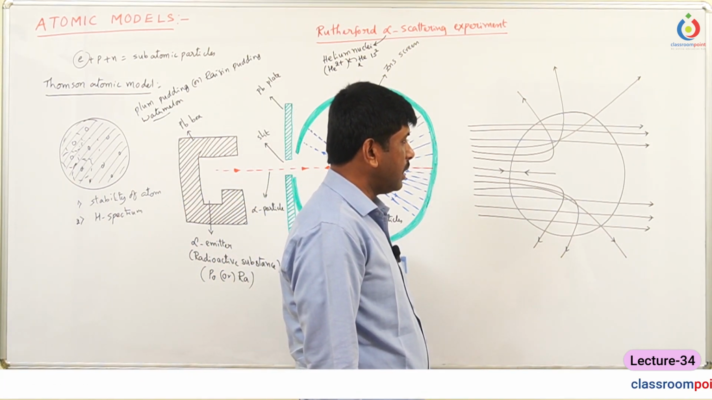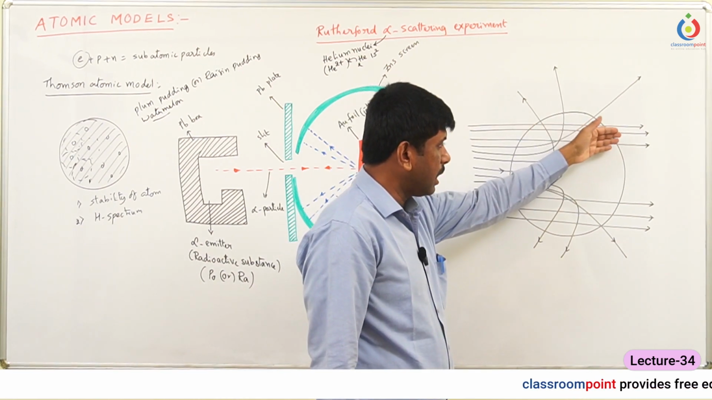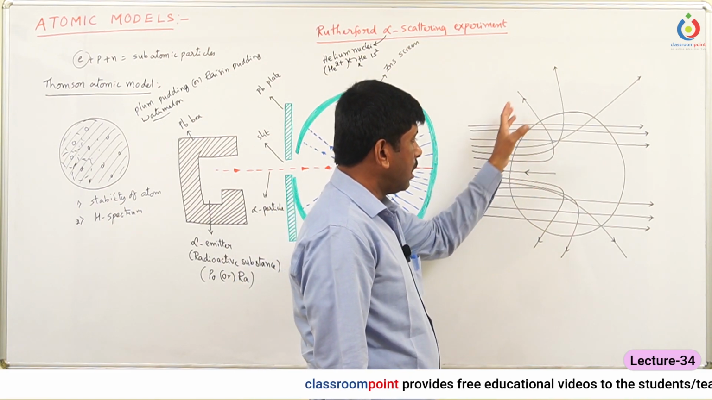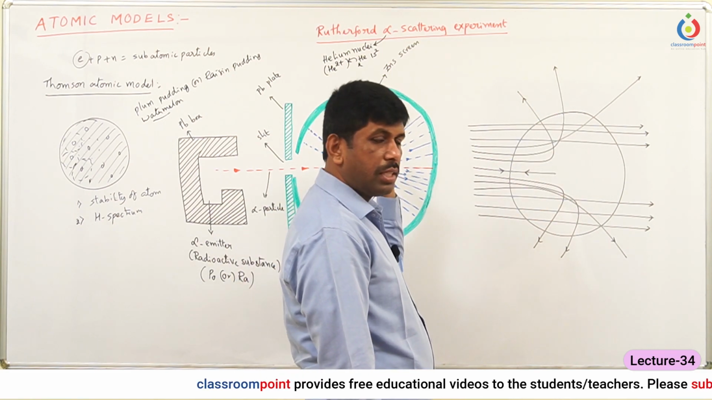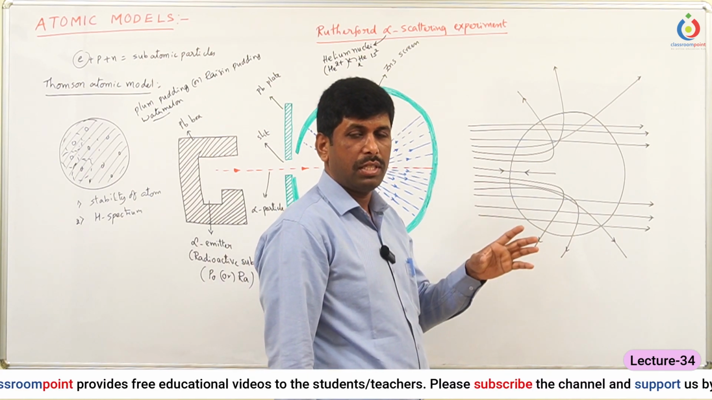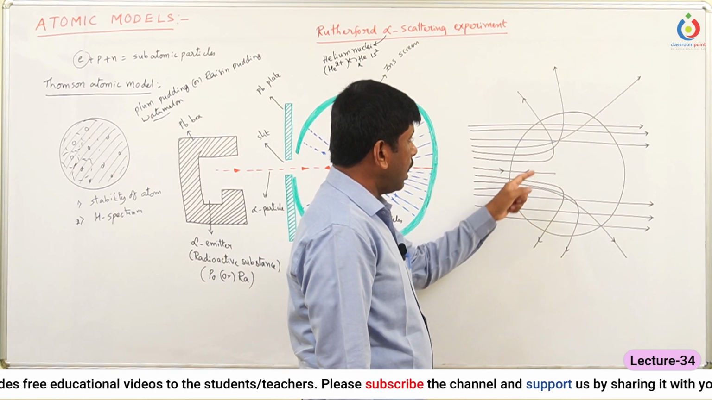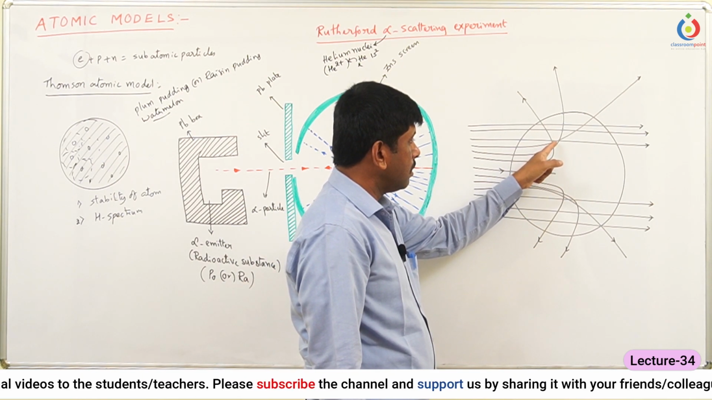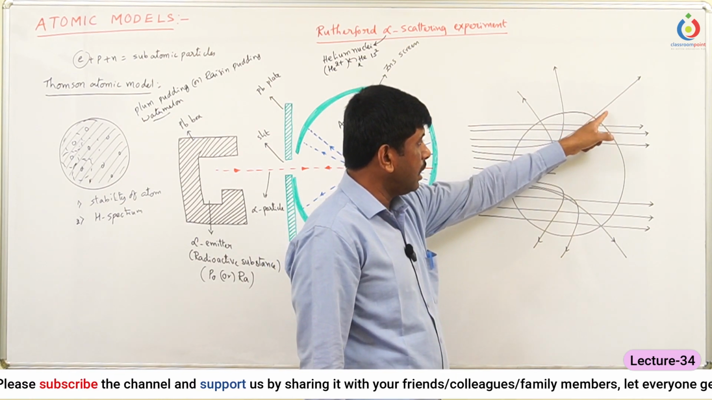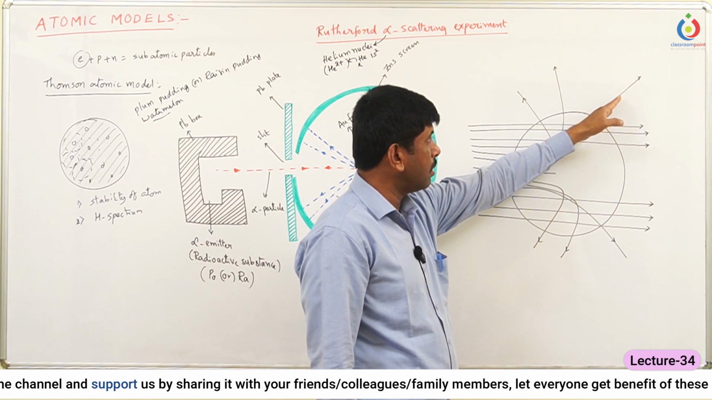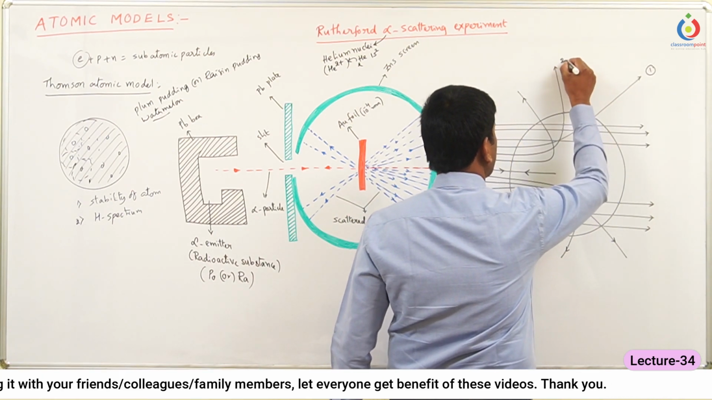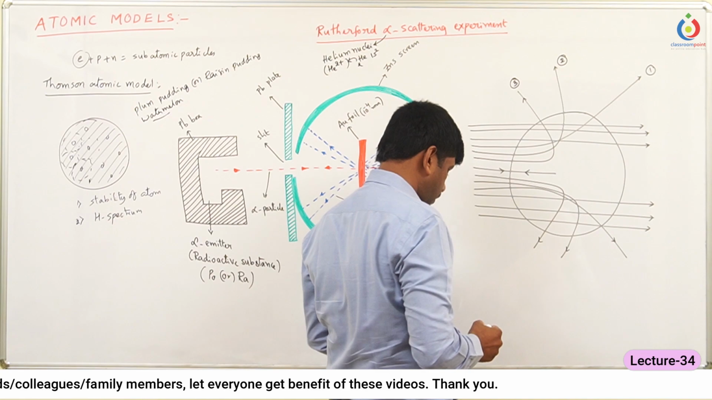So from this the conclusion is, since most of the alpha particles passed through the atom without any deviation, he said that the positive charge, as Thomson said, is not uniformly distributed throughout the atom, and most of the space in the atom is empty. And some alpha particles deviated by making some angles. You can see here three alpha particles. Imagine I give them numbering 1, 2, 3.